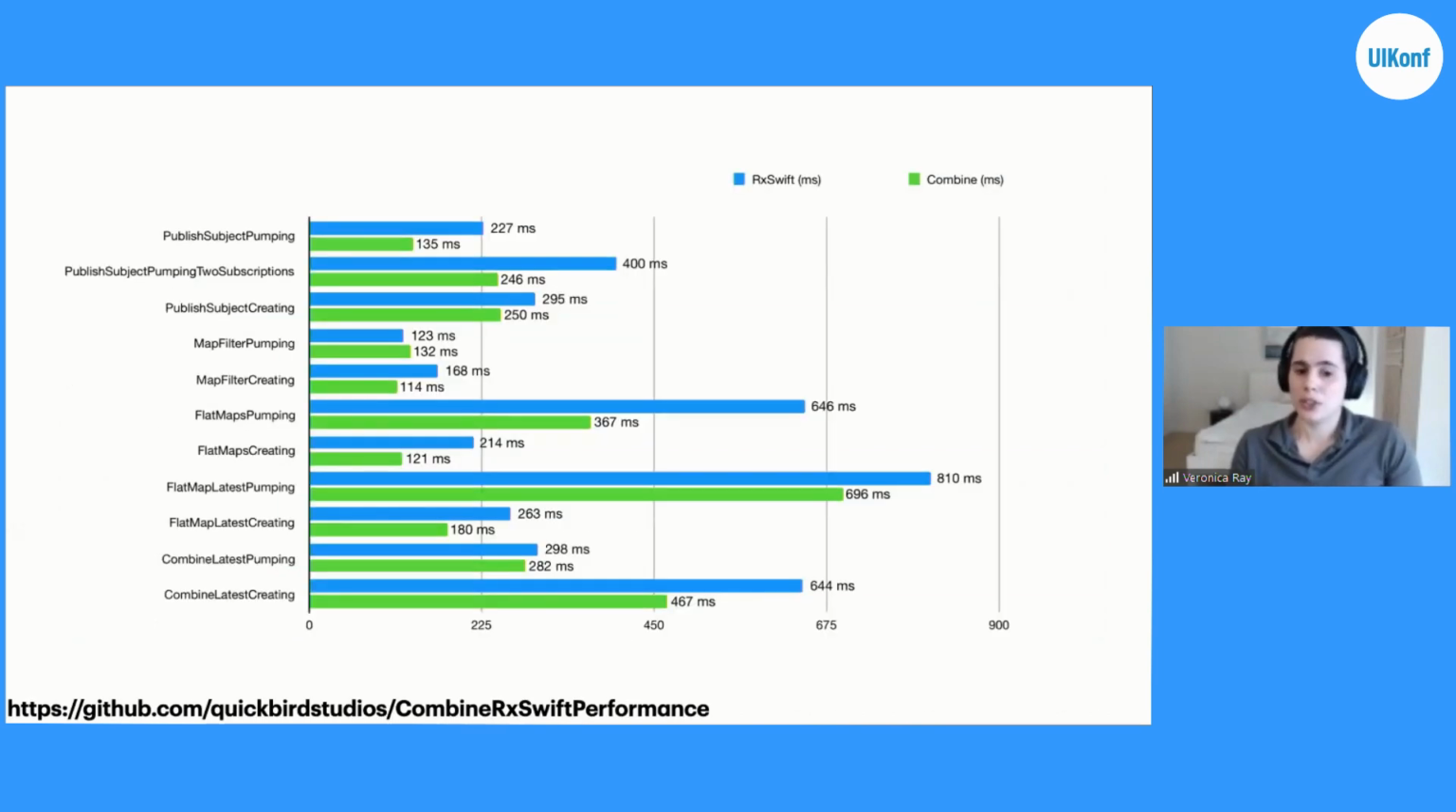The second issue with not adopting Combine is you're going to miss out on some amazing performance benefits. This is some benchmarking done by QuickBird Studios. And from what I've seen across the board, Combine is just from the ground up designed for performance. It will just give much better performance than any of the FRP libraries out there.